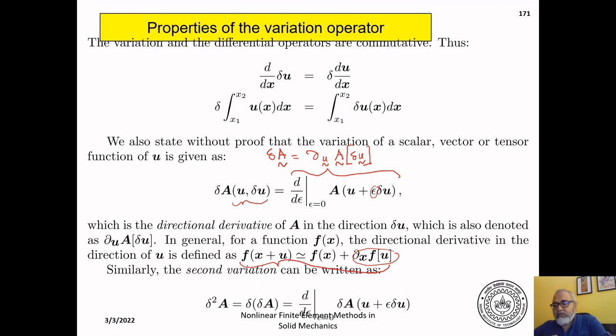You can use this. We will do some problems now. We can use this formula to get, in a very general way, first variations and later second variations also of a function, any scalar, tensor or vector function of another scalar, tensor or vector.